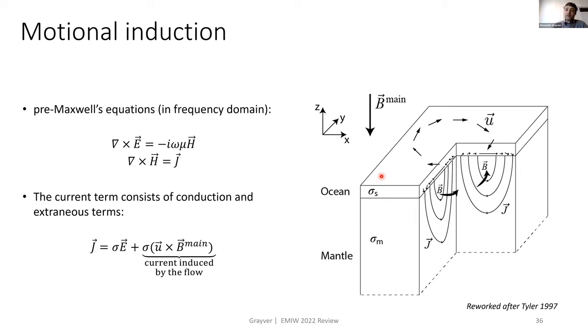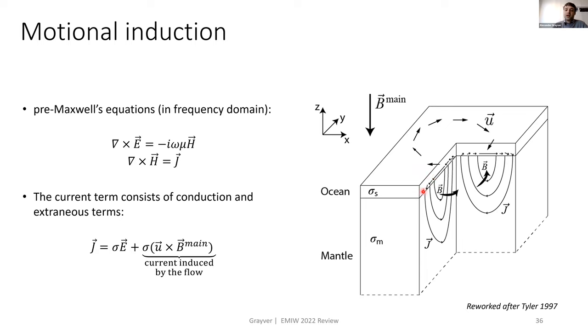But I still give you a very short introduction into the physics behind this phenomenon. So imagine you have electrically conductive ocean water that flows, for instance, due to the oceanic tides. So this flow U flows in the presence of the ambient magnetic field. And then you can invoke some simple physical laws to show that you induce currents within the ocean due to this flow in the presence of the ambient field.